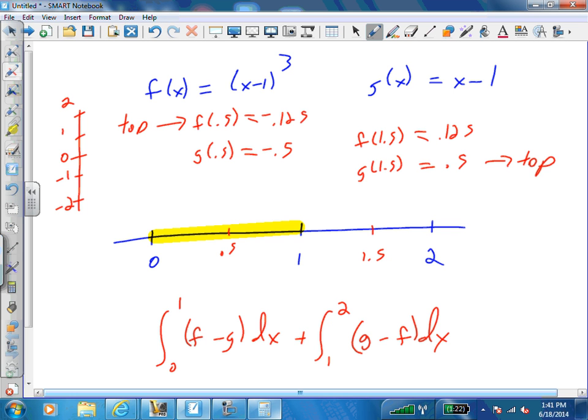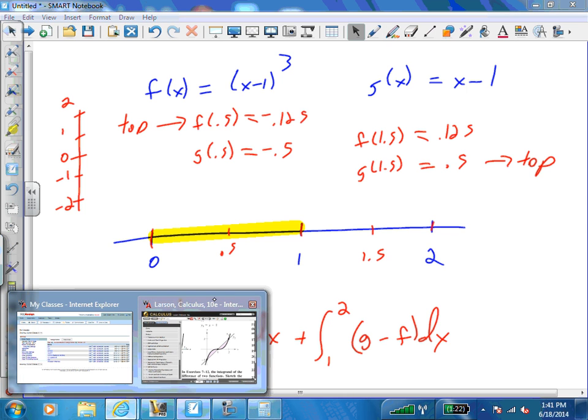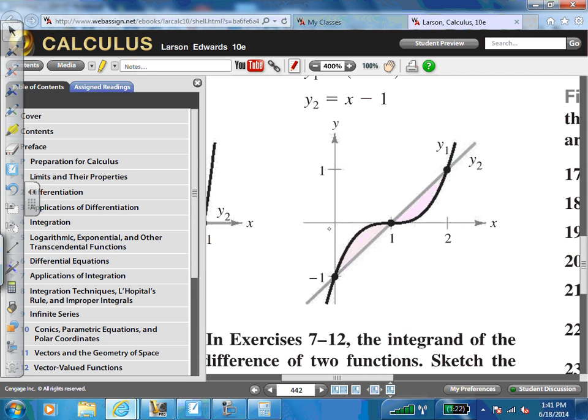Where did you get the 0, 1, 2? Those, that was the one where they gave us the picture. Those were our points of intersection. Yeah, if you would have set those two functions equal to each other, you would have got x equals 0, x equals 1, and x equals 2 for their points of intersection.